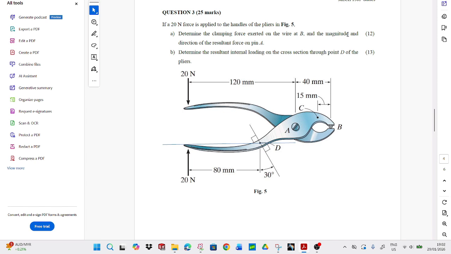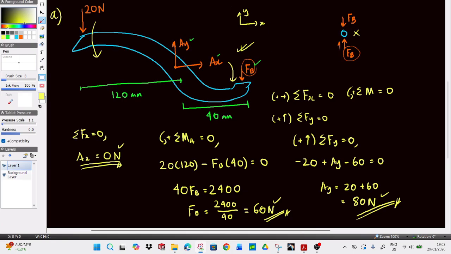Oh, they want the magnitude and direction of the resultant force on pin A. So actually the answer is partly complete. If you want to find the overall resultant force of pin A, I'll just call it A. So A is simply the square root of 0 squared plus 80 squared, which equals 80 newtons. So that's the magnitude of the resultant force. The direction is clearly going upwards.